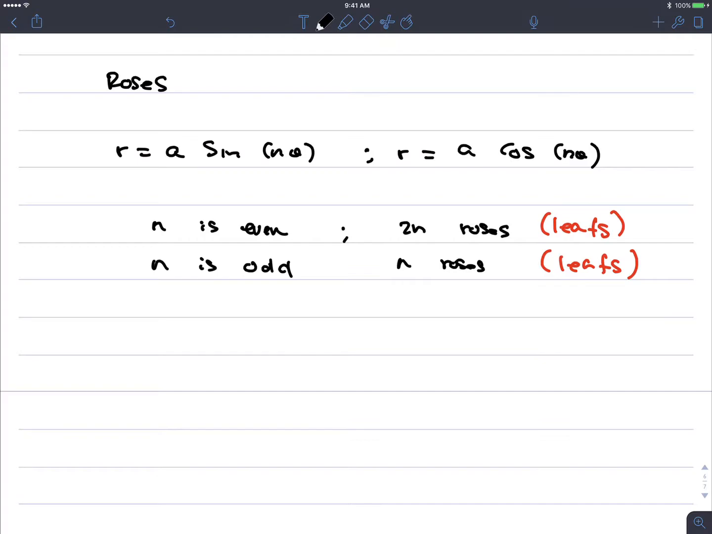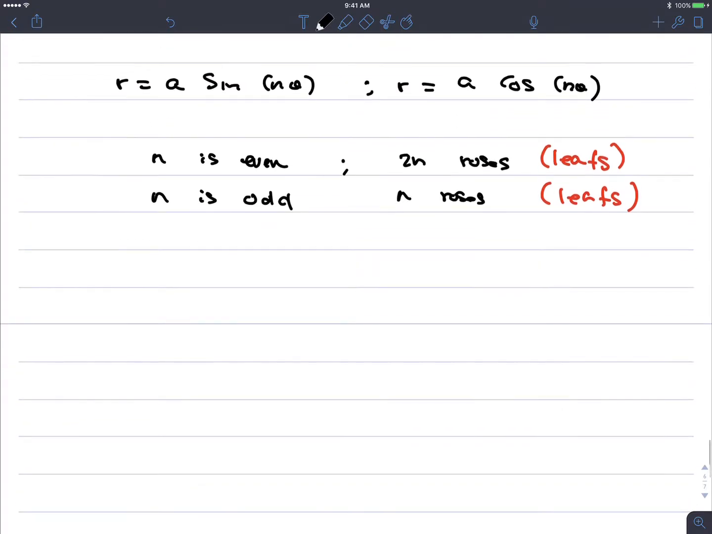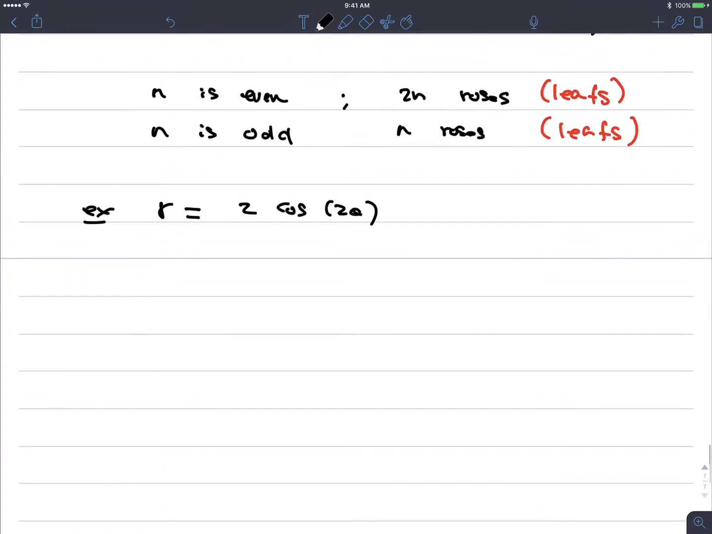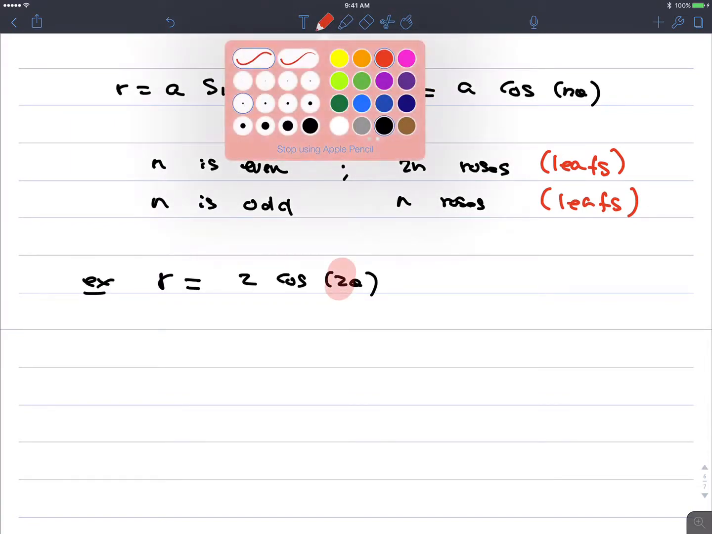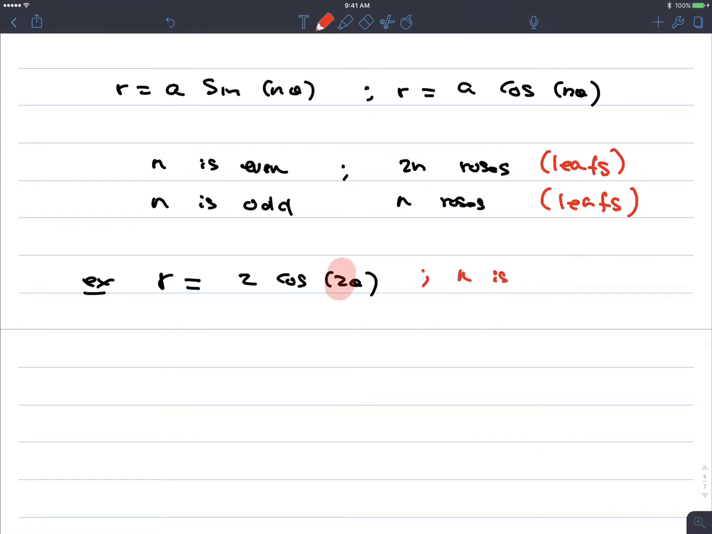So my first example I'll give you maybe is going to be this. We'll say here r equals about 2 cosine double theta. Now, what do you guys know about n here? Here's what you want to know. What do you guys know about n? It's even. Since n is even, how many leaves can we expect?